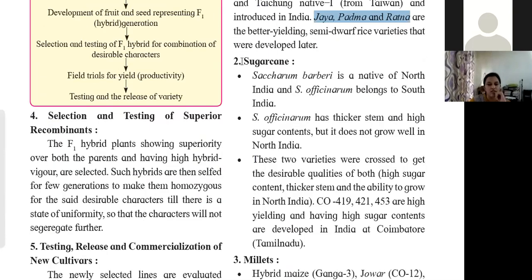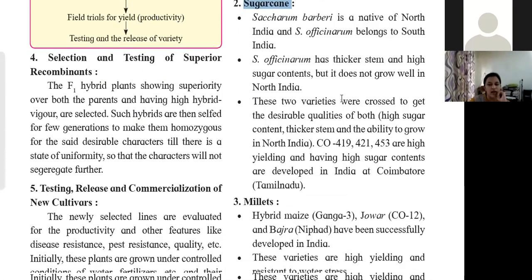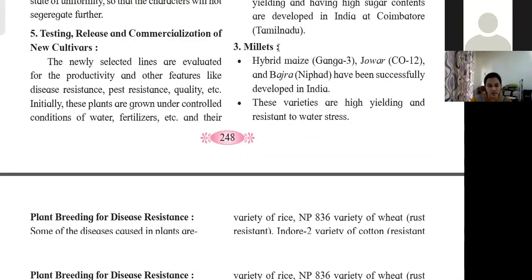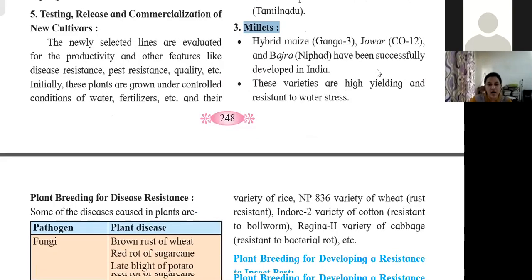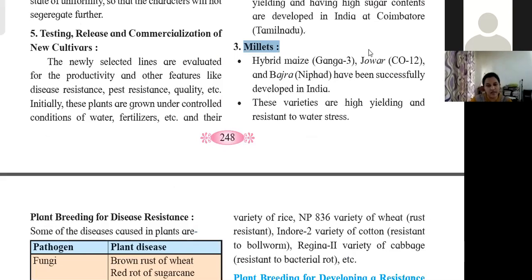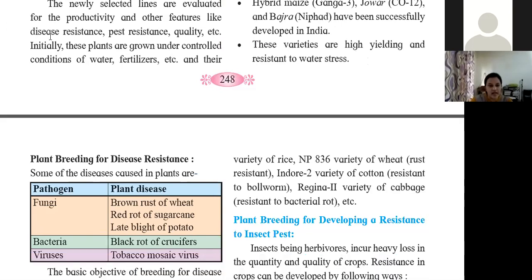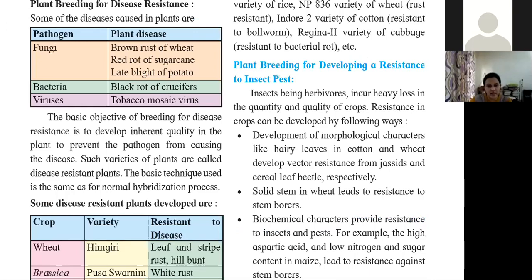Apart from this, we saw a second crop, that is sugarcane. How by using plant breeding the improved variety of sugarcane is made, that we saw, right? Then we saw about millets, how millets are developed, okay, by using plant breeding technique, how high yielding varieties of millets are developed. And there is a table which we have seen last time. We saw this table. I told you to remember this table.